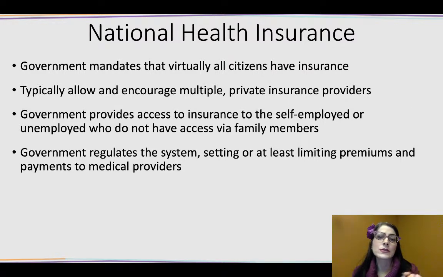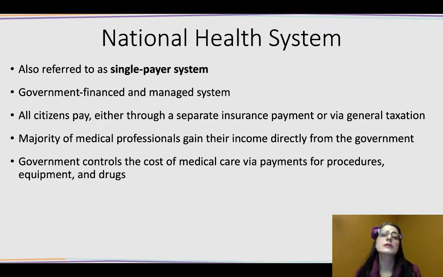Government mandates that virtually all citizens have insurance. They typically allow and encourage multiple private insurance providers. And the government provides access to this insurance to the self-employed or unemployed who don't have access via family members. And the government regulates the system, setting or at least limiting premiums and payments to medical providers. And it's pretty popular. It helps reduce costs and keep them to a pretty decent minimum because of the government intervention.